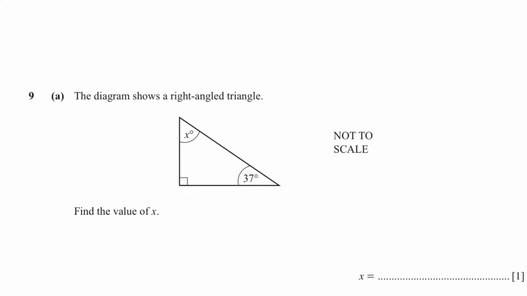Question number 9. Part A. The diagram shows a right angle triangle. Find the value of x. So we have been given one angle 37, the other is 90 degrees. We have to find the third angle. You know that when you add the three angles in a triangle, they equal 180. Therefore, x plus 90 plus 37 is equal to 180, and x is equal to 180 minus 90 plus 37, which is going to be 53 degrees.